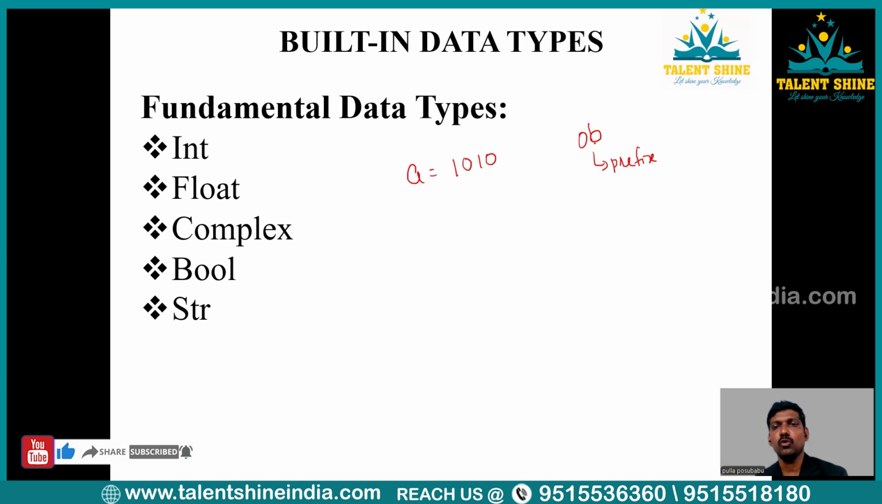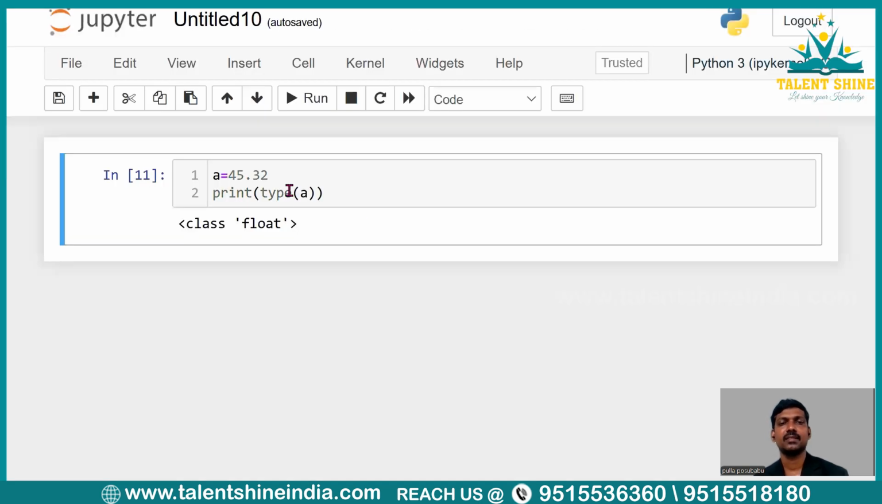So do remember 0b. Can I use B as a capital? Yes. You may use 0 and then capital B. So you could use either small 0 small b or 0 capital B. That represents a binary number. So in front of the number, you have to use 0b. Hence, this number becomes a binary number, right? Now, let me show you in my IDE.